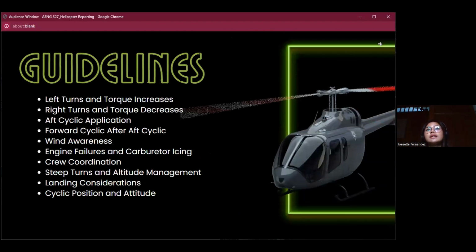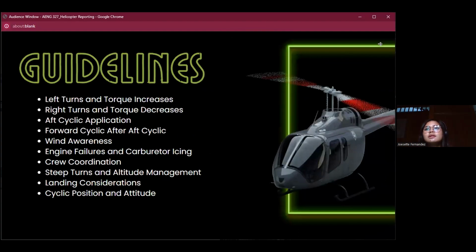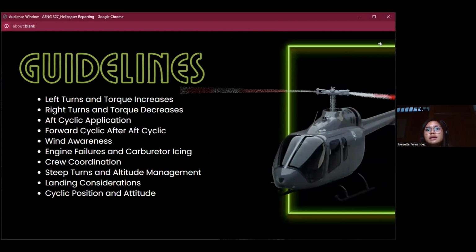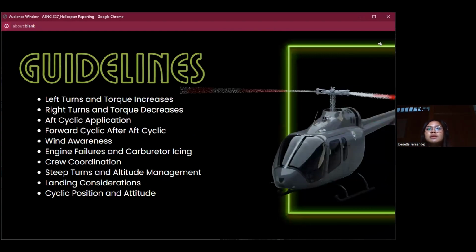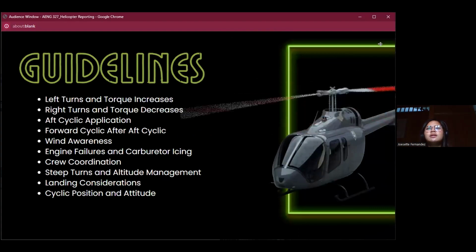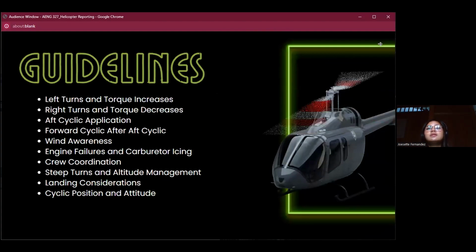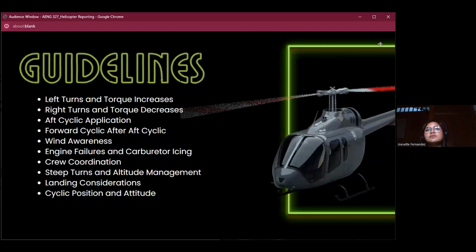So here are more guidelines. When left turns and torque increases: when making a left turn, the torque, or rotational force produced by the engine, tends to increase. This is due to the interaction between the main rotor's rotation and the helicopter's fuselage. Second one is the right turn. During this turn, the torque decreases and anti-torque effects are less pronounced.